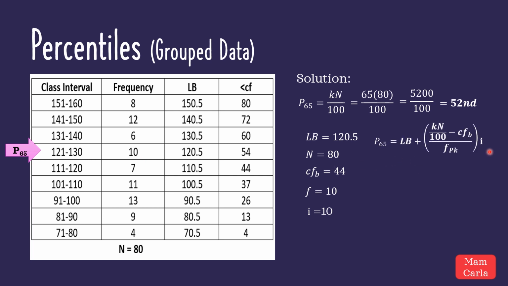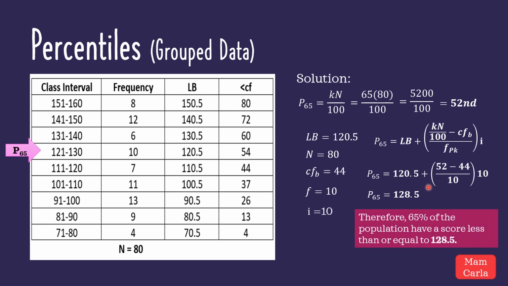Now we are going to substitute to the formula. So we have 120.5 plus the quantity of 52 minus 44 divided by 10, times 10. It will give us 128.5. So it means that 65% of the population have a score less than or equal to 128.5. Try doing this on your own.